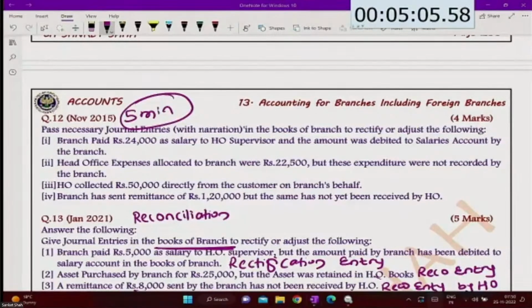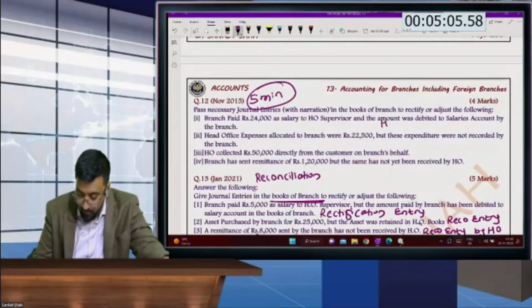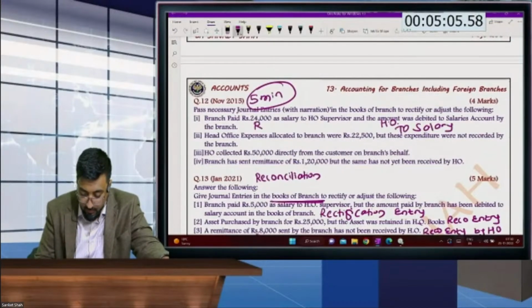So now I will tell you entries for this. Very easy entries. Branch paid rupees 24,000 to salary and same entry will be there. So entry will be HO account debit to salary, first entry. This was a rectification.